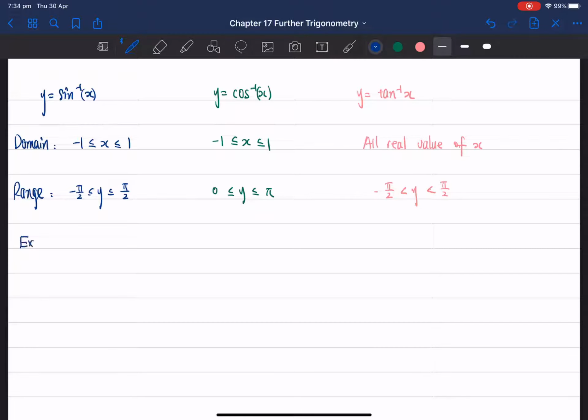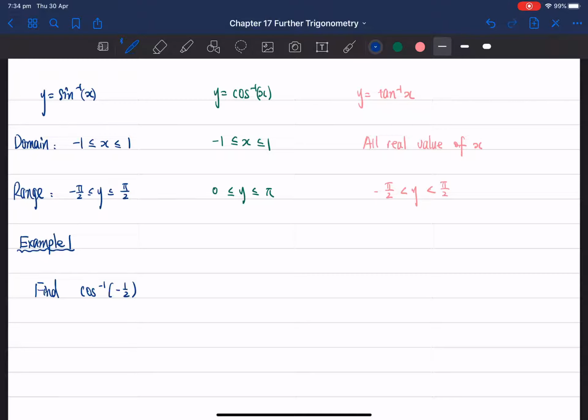All right, so in example 1, you'll probably see what kind of question is related to this. Example 1, it would be like, find cos inverse of minus half. All right, how do we do this? How do we do this question?